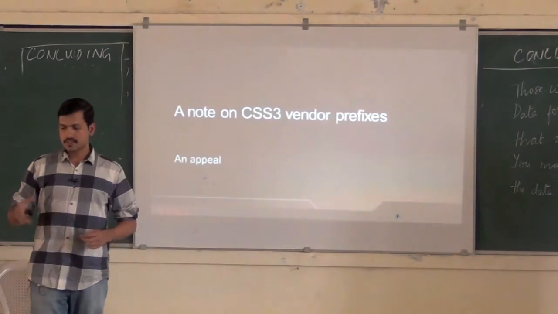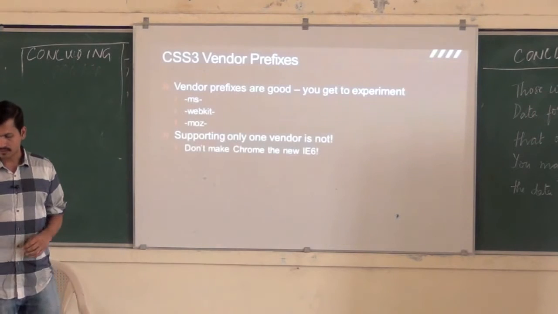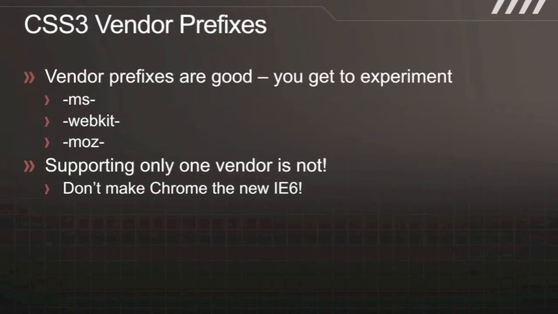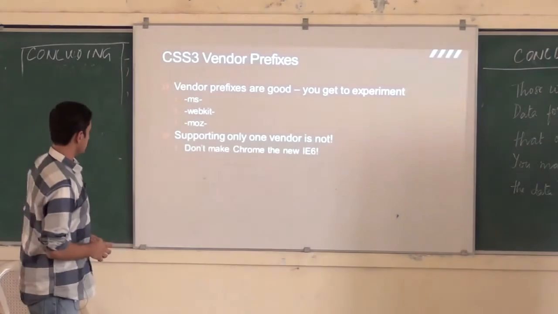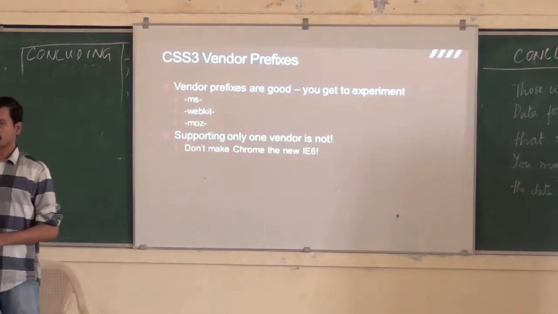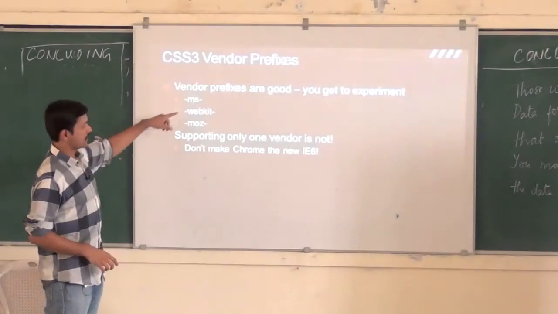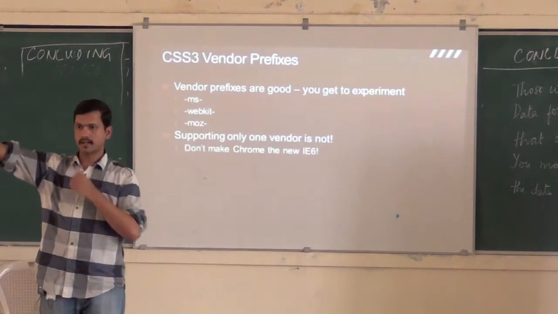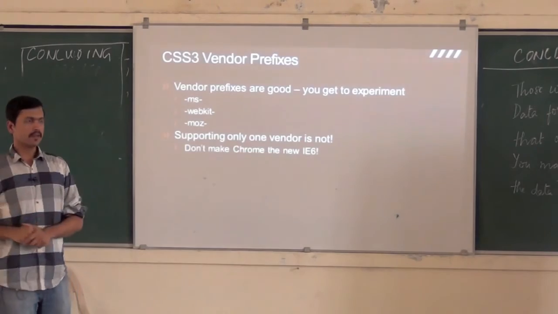So with CSS3, what happens is you can prefix your CSS rules with some code like that. For example, if I want to apply an animation to a particular CSS3 element, I can say -ms-animation: and I can provide the rule, right?